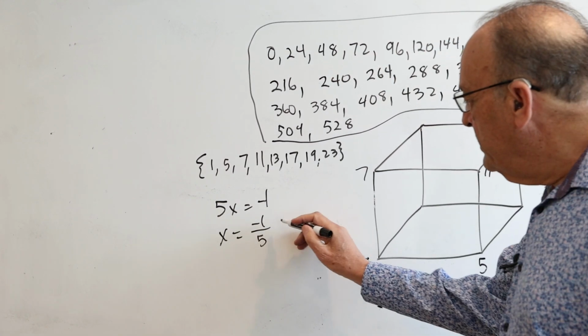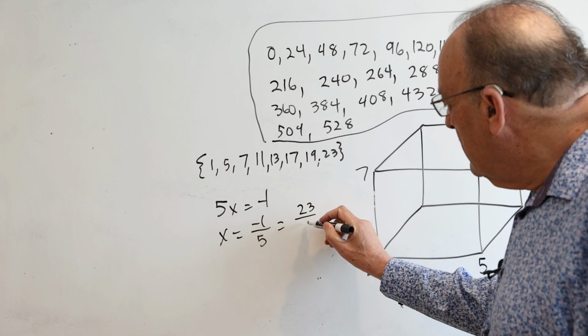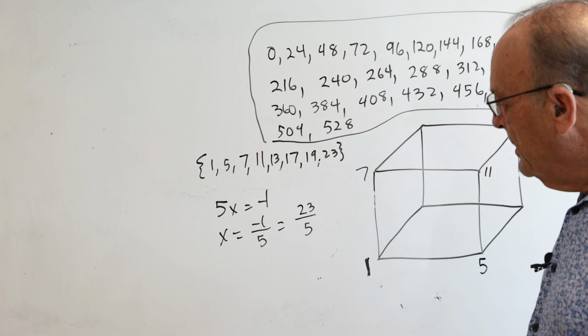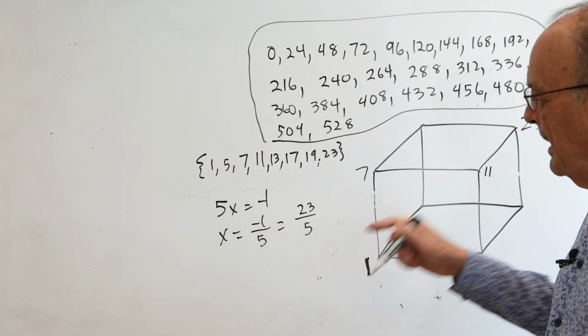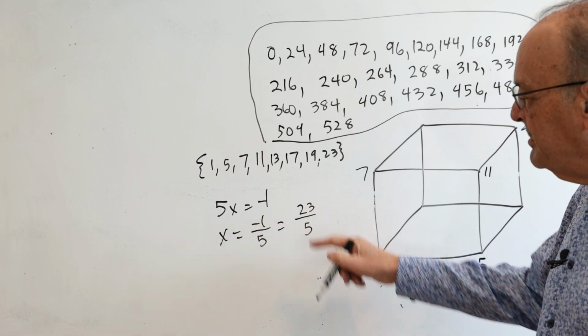And I can change that to 23 over 5. So on the clock, every time you add 24 to a number, you get the same basic number. They're in the same equivalence class of numbers. So I'm going to keep adding 24 to the numerator until I get a number that 5 goes into evenly.